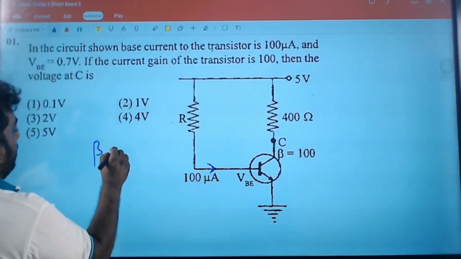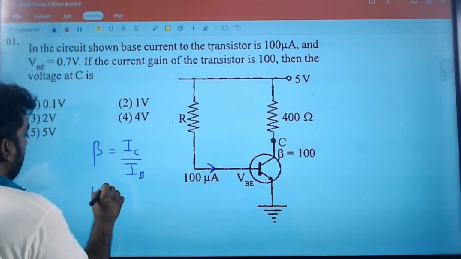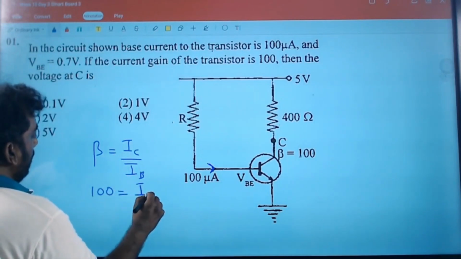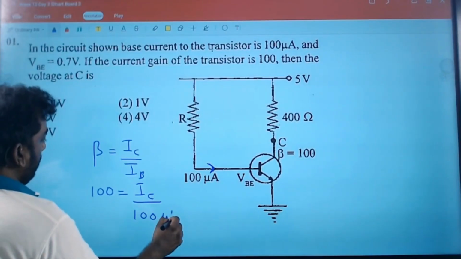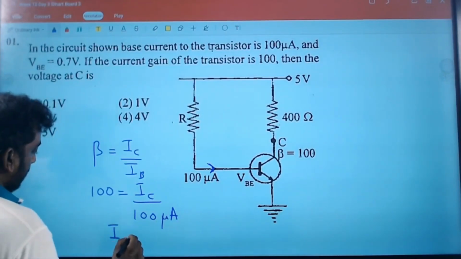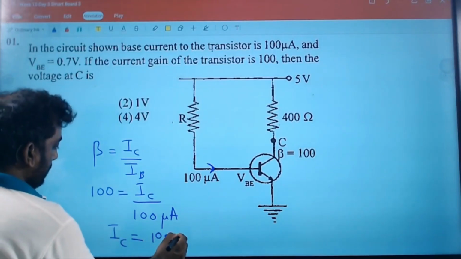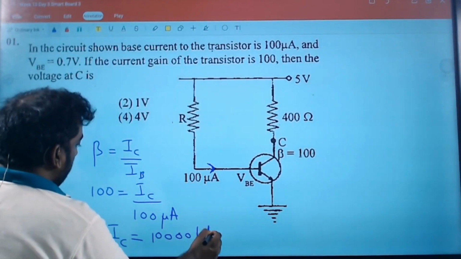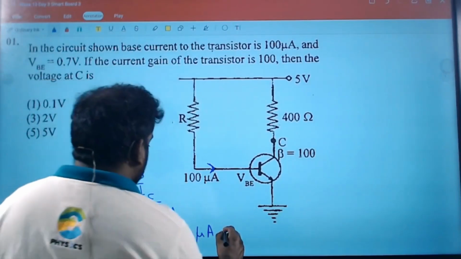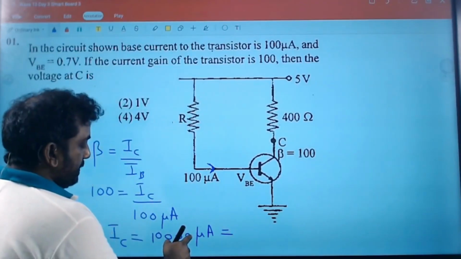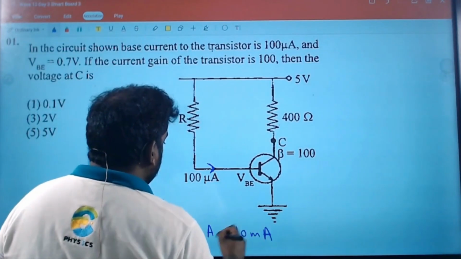Beta is given, that's IC over IB. Beta is 100, IB is 100 microamperes, so IC is going to be how much? Cross multiply: 10,000 microamperes. That is 10^-6 times 10^4, which is 10 milliamperes.